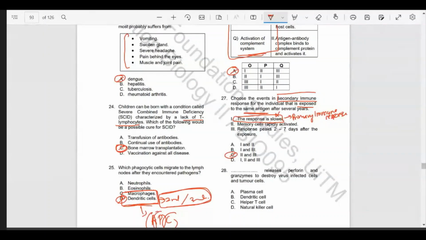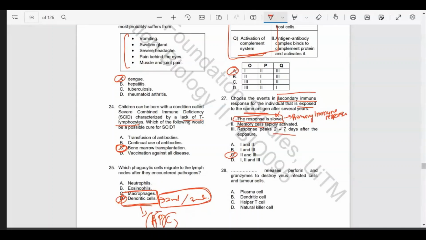Sebab apa? Sebab apa rapid? Sebab dah ada dah memory cell against that specific virus. Bila dah ada memory cell ni, this memory cell will be activated, dan dia akan undergo clonal selection lagi. Dia akan membahagi lagi untuk hasilkan more of the memory cell, simpan balik, dan dia akan menghasilkan effector cell for that virus. Effector cell, contohnya plasma cell, terus boleh menghasilkan antibody against that virus. Okay, so statement B betul lah kan untuk secondary immune response. Memory cell rapidly activated sebab dah terhasil and simpan dalam lymph nodes for many years. Okay, and then the response peaks about 2 to 7 days after exposure.